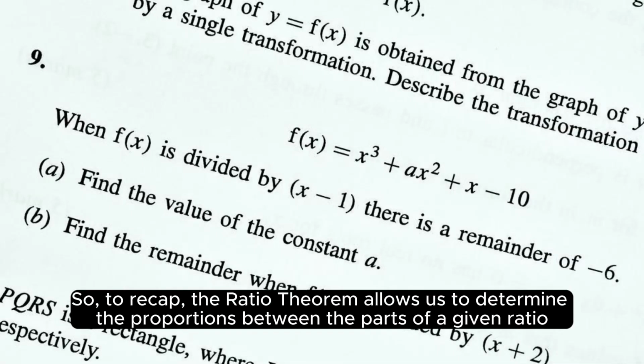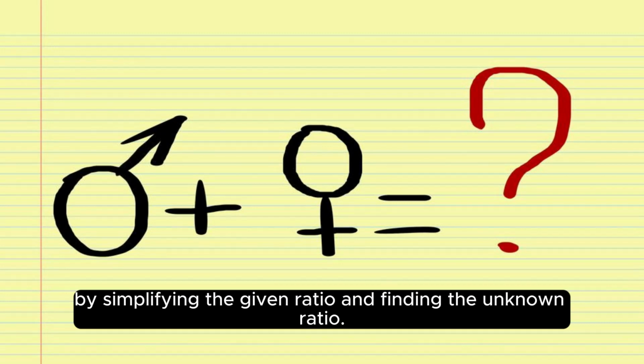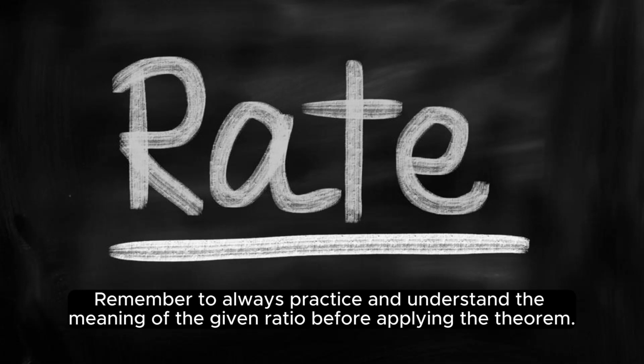So, to recap, the ratio theorem allows us to determine the proportions between the parts of a given ratio by simplifying the given ratio and finding the unknown ratio. Remember to always practice and understand the meaning of the given ratio before applying the theorem.